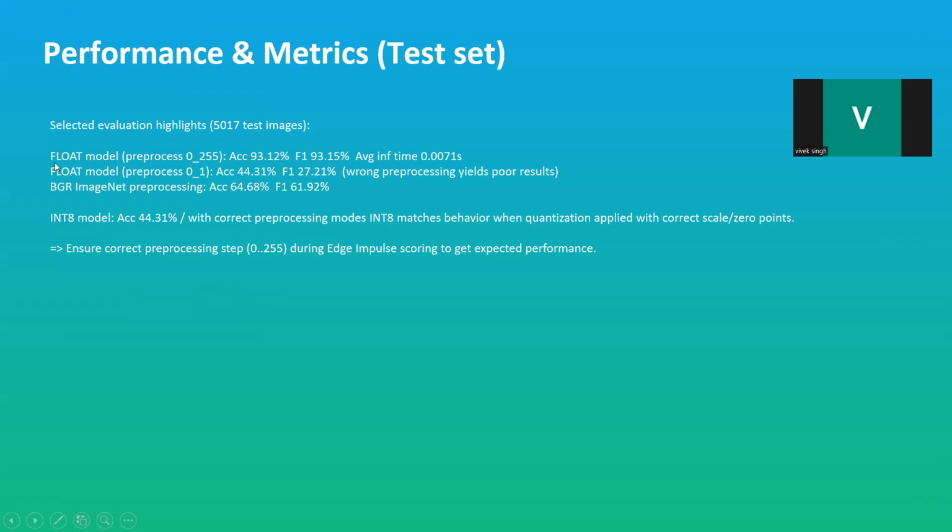We can see the performance and metrics for the test set. For the test set, the float model is giving an accuracy of 93.12%, and F1 score of 93.15, and average inference time is 0.071 seconds. And when we are normalizing it to 0 to 1, its accuracy is decreasing to 44.31, and its F1 score is reducing to 27.21.